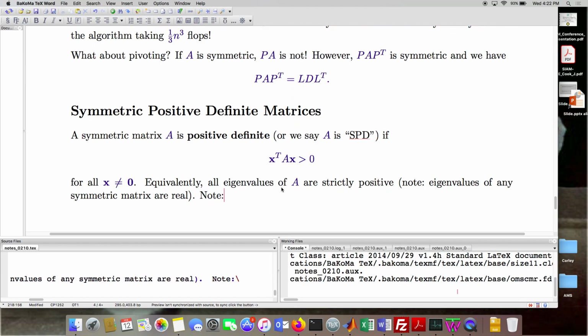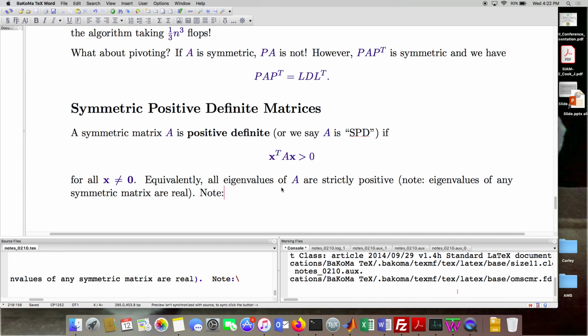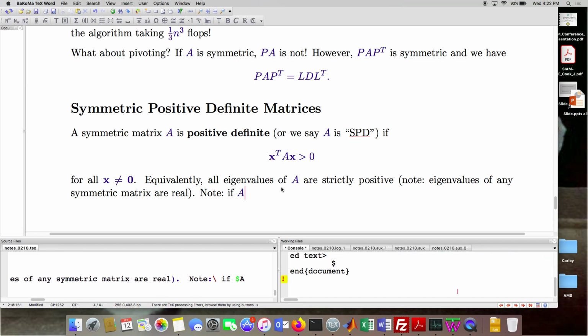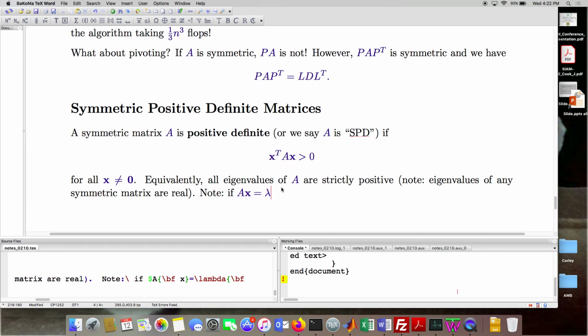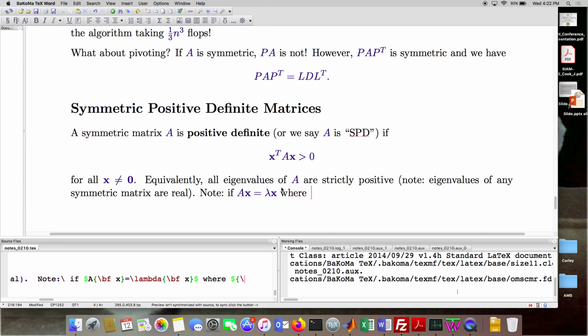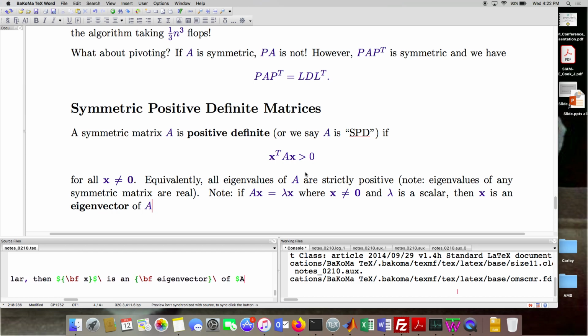Okay, and for those of you who either don't know or don't remember what eigenvalues are, whenever we have this relationship, Ax is equal to lambda x, where x is a non-zero vector, and lambda is a scalar, so it's just a number, then x is an eigenvector of A, and lambda is an eigenvalue.